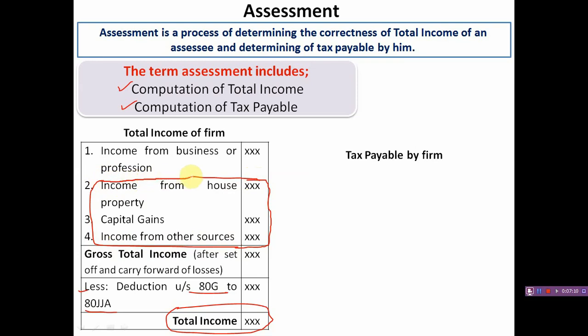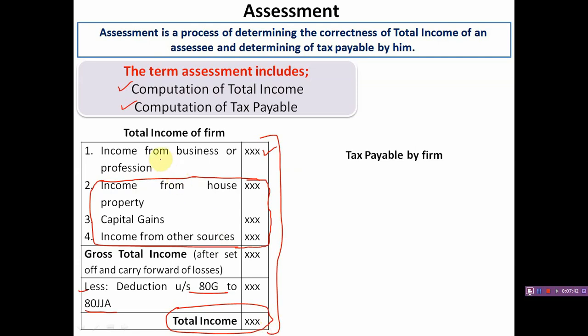But income from business, in case of a firm, there are 2 adjustments to be made which are not to be made in case of other assessees or other persons, individual or company. So here in this video I am going to focus on income from business of a firm, and in the next video we will solve the problems on calculation of the total income.